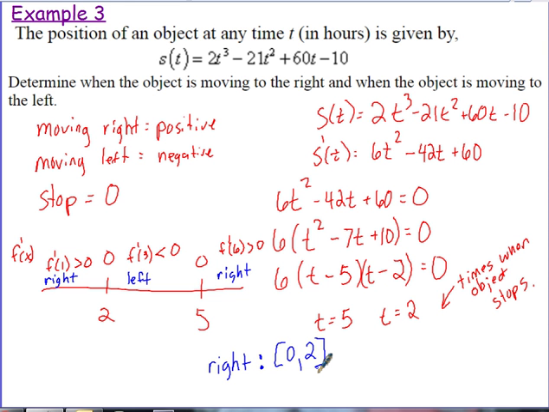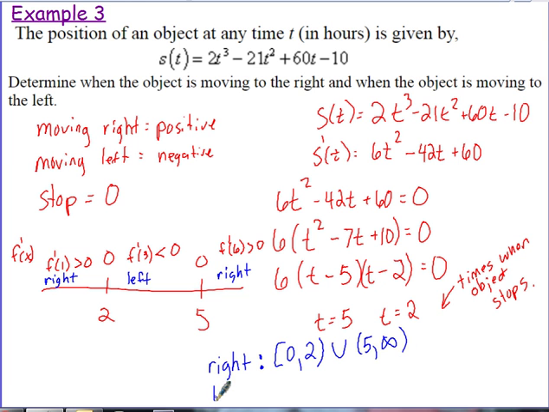Oh, yeah, exactly. Good point. She's saying, wouldn't it be parentheses? So why can I not include 2? Because at 2, it's actually not moving right. It's 0, right? It stops. So from 0 to 2, and then that's my union symbol, and from 5 to infinity, right? It's going to be moving right the whole time after 5.